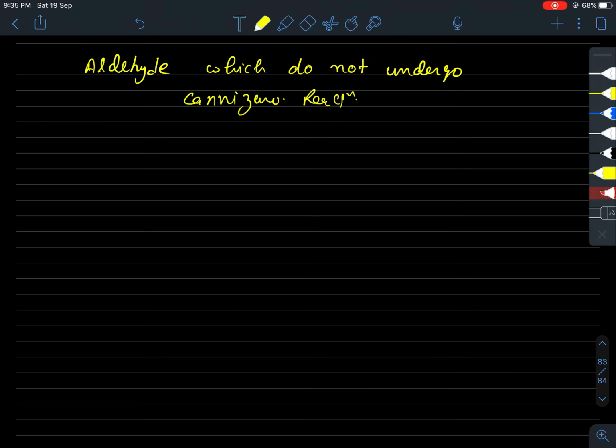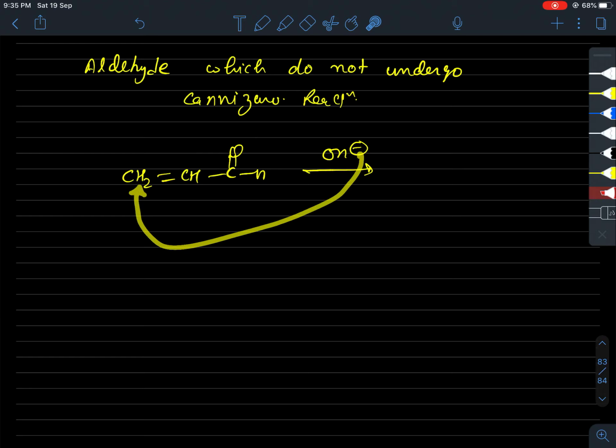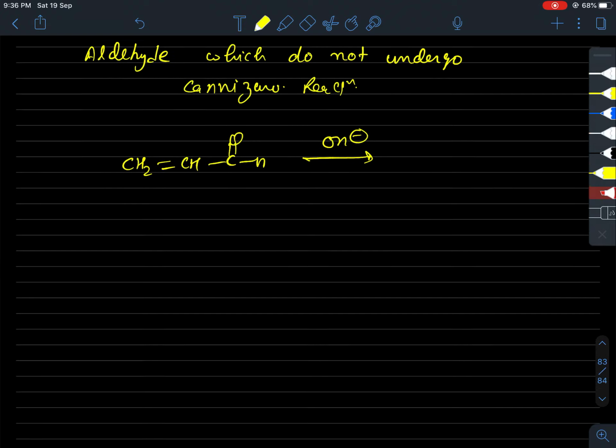Number one, if the aldehyde is having alpha beta unsaturation, this will not undergo it. One of the possible reasons you could think of is that this pi bond is in conjugation with it, so there is a chance to attack over here rather than attacking at some other place. So yes, this molecule does not give Cannizzaro reaction, no Cannizzaro.